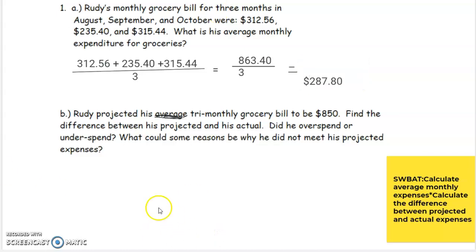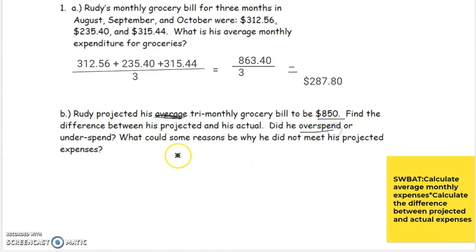So Rudy projected his average tri-monthly grocery bill to be $8.50. So this is what he thought he was going to pay for groceries. Obviously, he actually spent $863.40. So did he overspend or underspend? Well, if he was hoping to spend $8.50, and he actually spent $863 for 3 months, then he definitely overspent. Not by a lot, but he did overspend here.